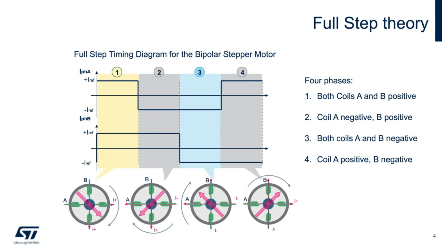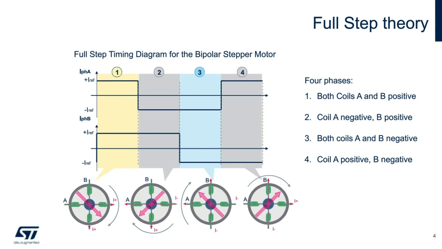There are four total combinations how the magnetic field inside the motor can be created. Case number one: both coils A and B are energized positive, because both currents flow positive with respect to the rotor reference position, lower right quadrant. Case number two: coil A is energized negative, coil B positive, the rotor moves to the lower left quadrant. Case number three: both coils A and B are energized negative, the rotor moves to the upper left quadrant. Case number four: coil A is energized positive and coil B negative, the rotor moves to the upper right quadrant.